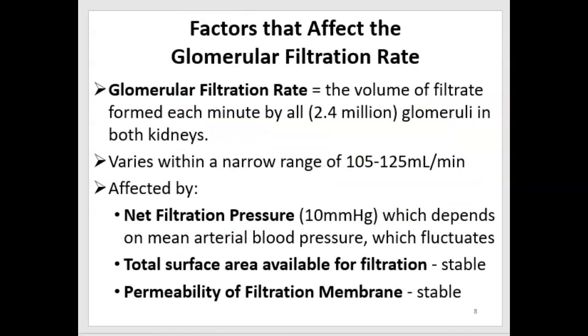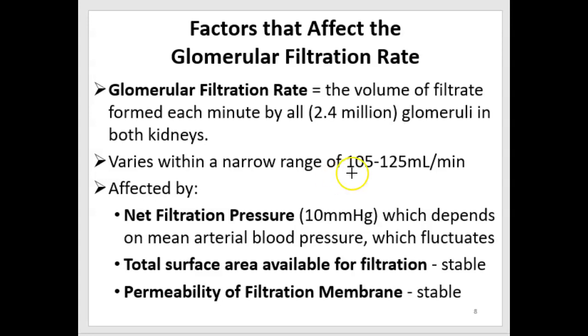There are several factors that affect this glomerular filtration rate, which, of course, remember again, we're talking about both kidneys and all the glomerular capillaries for all the nephrons, 2.4 million. First of all, it does vary a little bit, the rate. So we just got done talking about the pressure that drives it, but now we're going to talk about the volume of filtrate that's created.